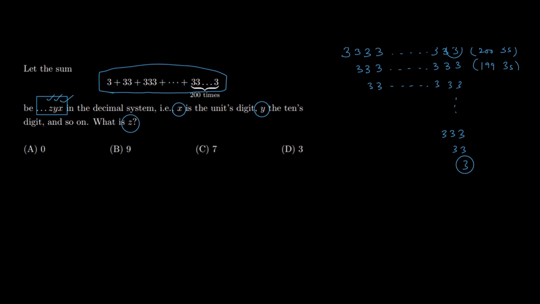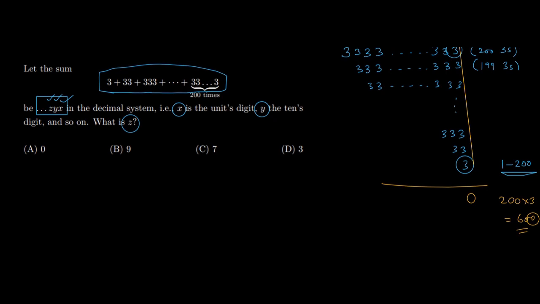So I have the last digit running from 1 to 200. So there are 200 threes in the last column. So that means for the last column or the unit digit, I will have 200 threes, which is 600. So that means the last digit would be 0 and 60 would be carried over.